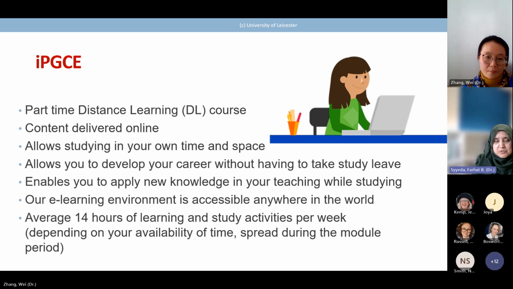Basically the purpose is to allow the teachers to enhance their pedagogic knowledge without having to take a study leave or without having to have a break in their career. Also, it enables you to apply new knowledge that you're learning in the course. You can directly apply it in your teaching.